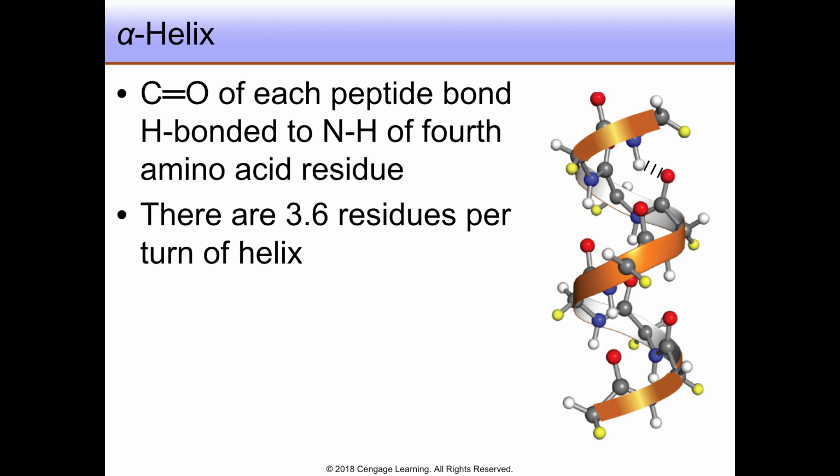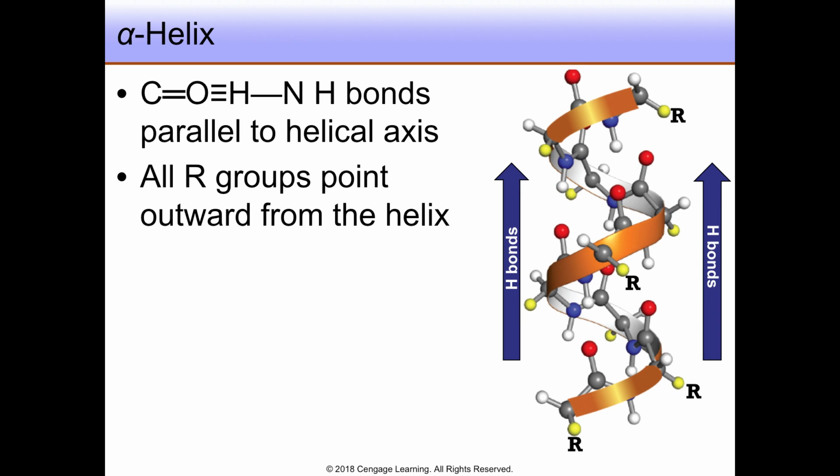The linear alignment of hydrogen bonds requires that the carbonyl oxygen of one peptide bond is hydrogen bonded to the amine hydrogen of the 4th residue. This results in 3.6 residues per turn of the helix.